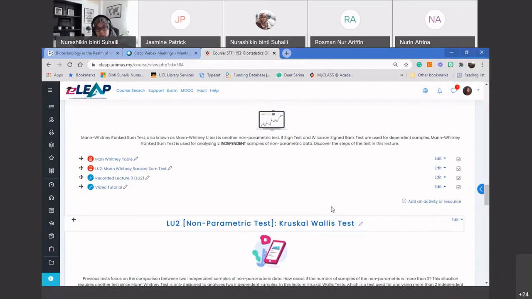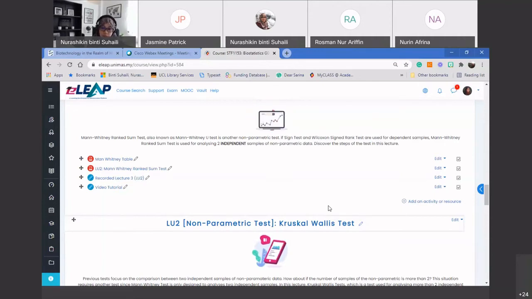With the Mann-Whitney test, we are just analyzing two independent samples. But what happens if we have more than two? Let's say in your experiment you have three independent samples, and they are non-parametric data. Let's say the sample size is small. Maybe you want to talk about samples of bacteria from lake A, lake B, and lake C.